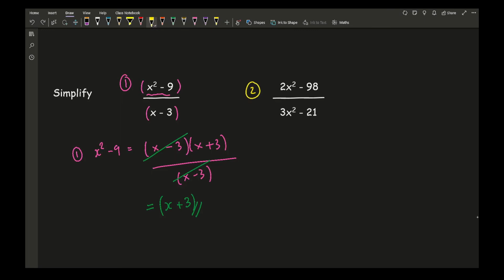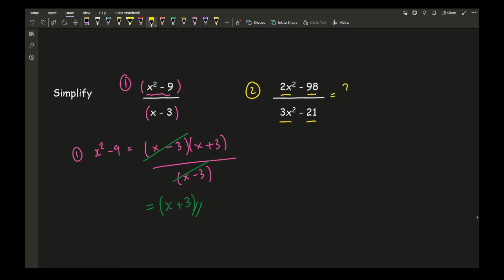So again here, it's not obvious that this is a dot. Well, then it isn't a dot because this is not a square. Even though it's got x squared, the 2 isn't a square number, and nor is 98. And likewise, 3x squared isn't a square, even though x squared is, and nor is 21. So let's go on to factorize this in a normal way. So the thing that the two terms on the numerator have got in common is that they are both even, and so they've got a factor of 2.